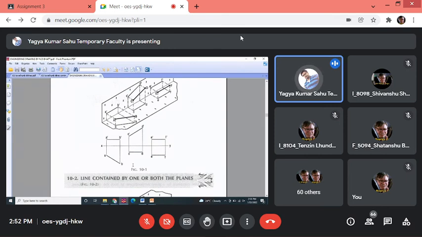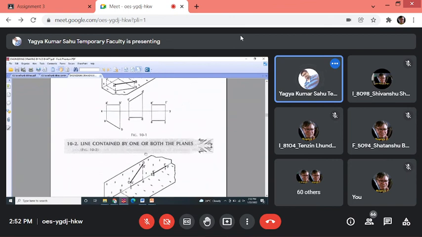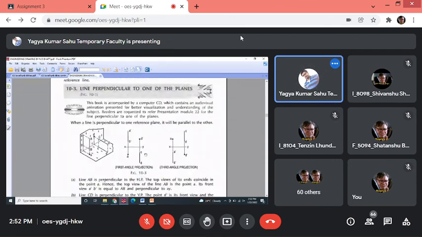Similarly, if a line is perpendicular to vertical plane, then the front view is a single point. These are the conditions. Here AB is perpendicular to horizontal plane, and CD is perpendicular to vertical plane. So you can see the front view of CD is a single point, and the distance of small cd, which is of true length, is the top view.